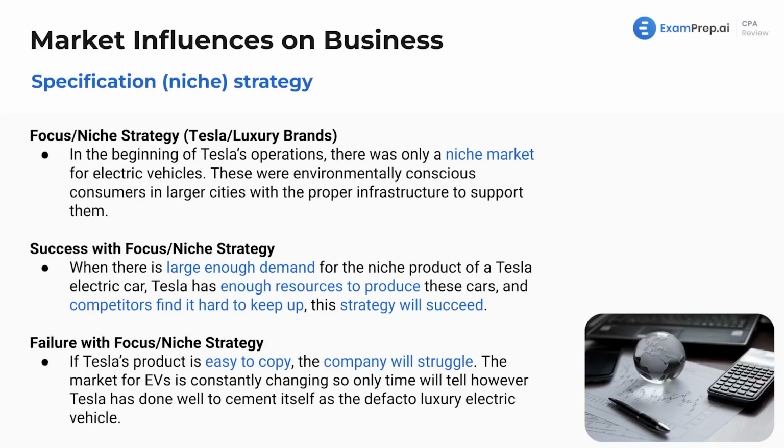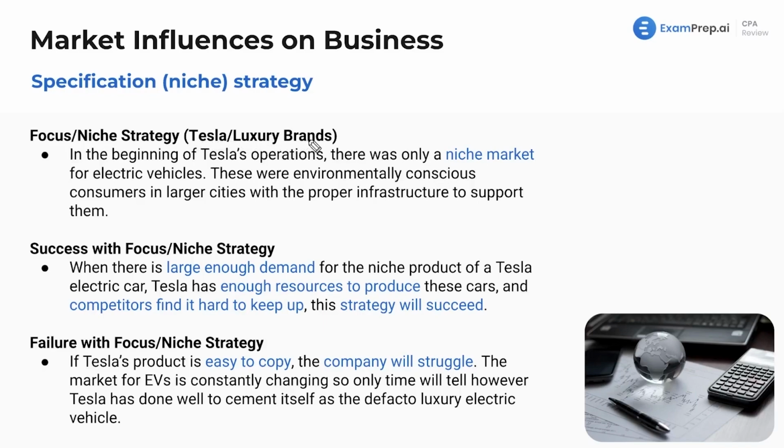Now we have specification, the niche or focus strategy. A couple different ways to say it. No worries, you'll be prepared to say any of those. Here we're going to use Tesla or luxury brands. Now, I know Tesla's a developing company and very much might change in the future, but I just chose Tesla because it is viewed as more of a luxury car. It's a niche car. It's super different from what's out there. If you're watching this in the future and all of a sudden we're all driving electric cars, I get it, but you see what I'm getting at with this example.